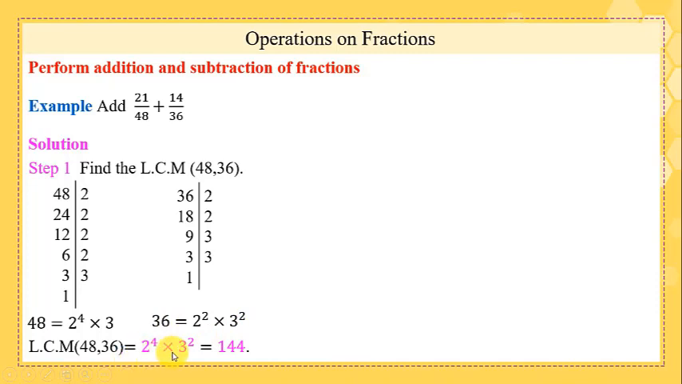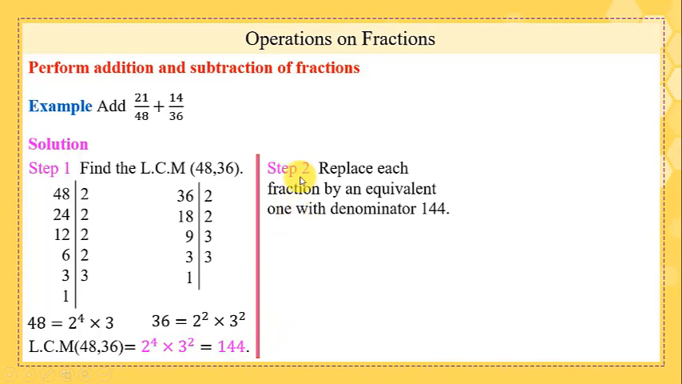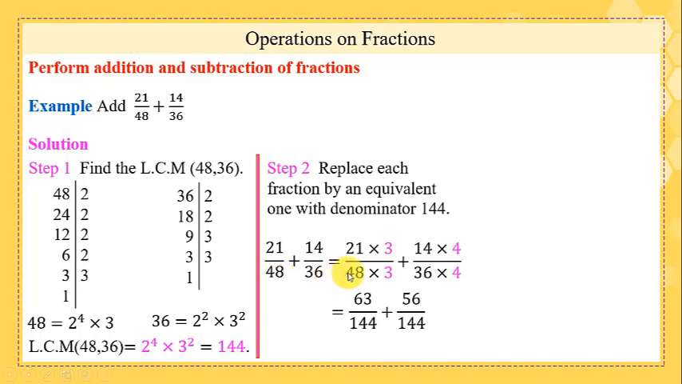Then 2 exponent 4 times 3 squared equals 144. Now the second step is to replace each fraction by an equivalent one with denominator 144. Then we must change 48 into 144 and 36 into 144. Then we must multiply 48 by 3, so we will multiply the numerator and denominator. Also, we must change 36 by multiplying it by 4.